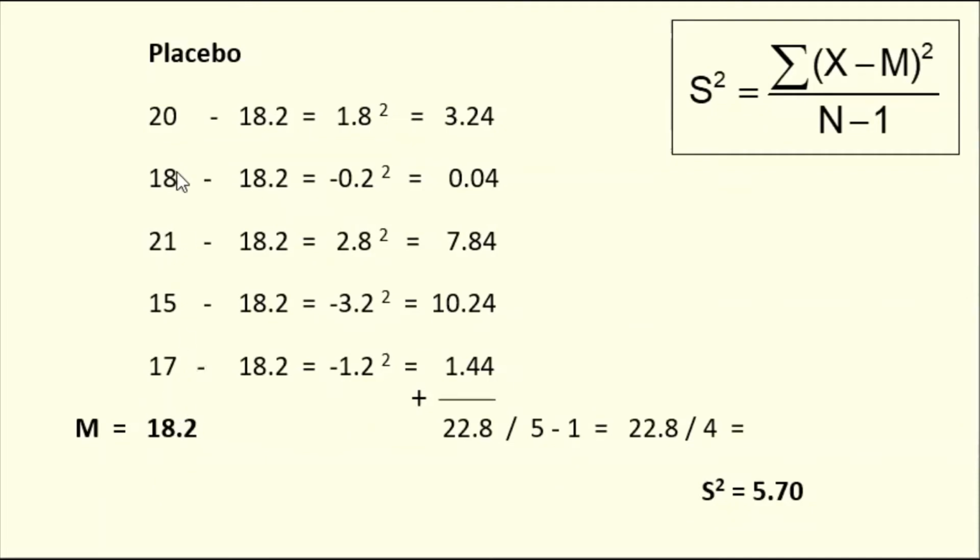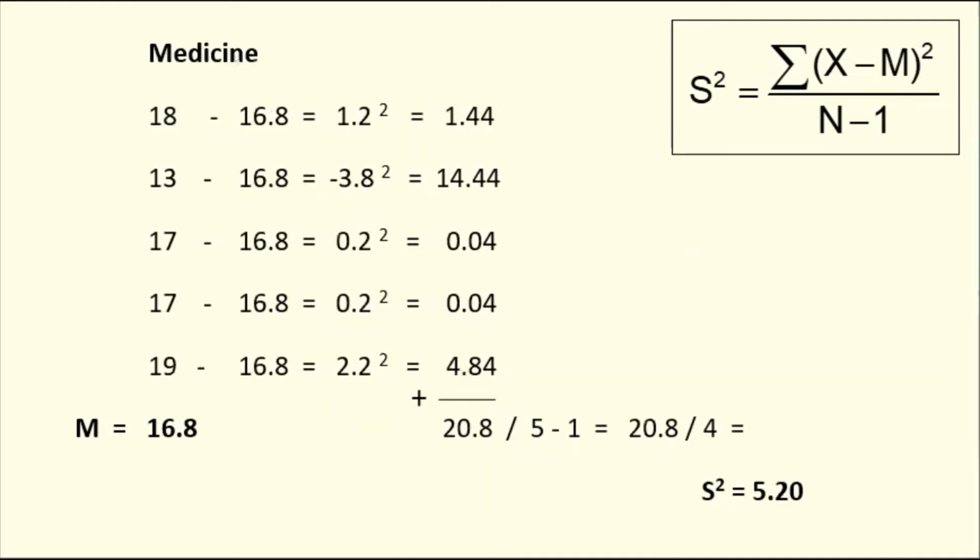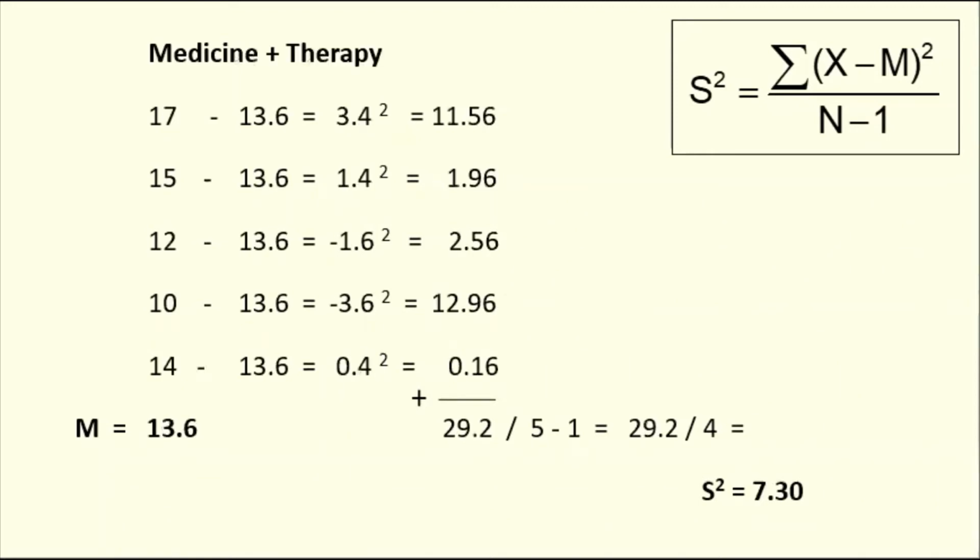And so for our placebo condition, this is exactly what I've done. So I got the mean of our placebo condition scores, subtracting that mean from each of our scores, square, and then add, and then divide by n-1, which is 5 minus 1 here. And here I'm going to get that our estimated population variance for the placebo group is 5.70. I'm going to do the same thing for the medicine group. I'm going to do the same thing for the medicine and therapy group.